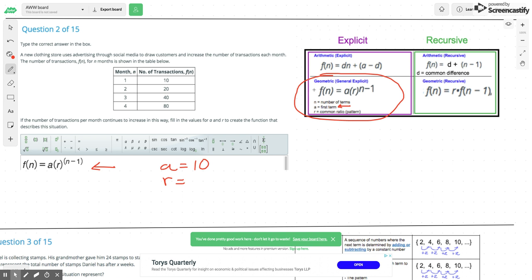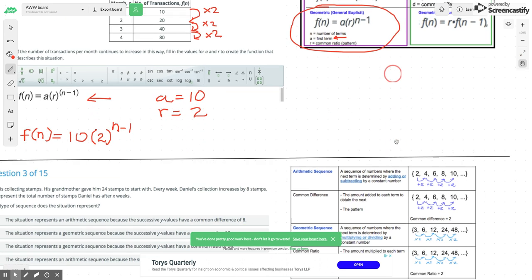And for geometric sequences, the pattern is always a multiplication. In other words, what do I need to multiply each term on the y by to get to the next one? 10 times 2 gives me 20. 20 times 2 gives me 40. 40 times 2 gives me 80. So the pattern, or our common ratio, is 2. All you have to do in this question is leave f of n by itself and plug in the values that you have for a and r. So this is the same thing as 10 times 2 to the n minus 1. And that's it. This is all you need to do for question 2.